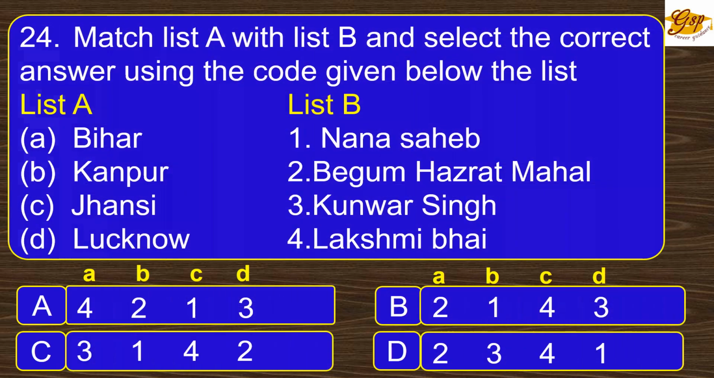24th question. Match list A with list B. Select the correct answer using the codes given below. Bihar, Nana Sahib, Kanpur, Begum Hazrat Mahal, Jhansi, Kunwar Singh, Lucknow, Lakshmibai. The correct answer is C, 3142. Bihar, Kunwar Singh. Kanpur, Nana Sahib. Jhansi, Lakshmibai. Lucknow, Begum Hazrat Mahal.